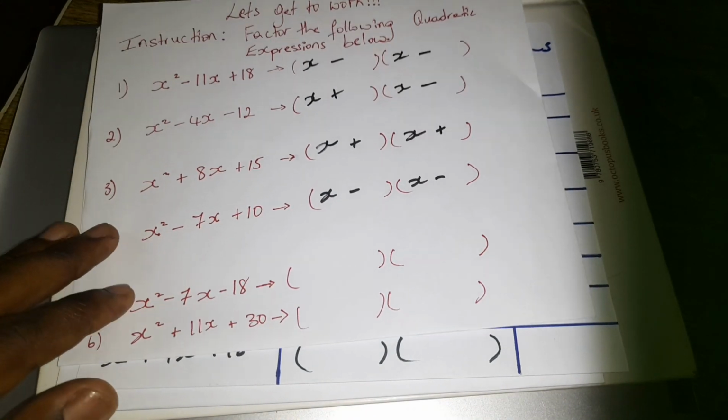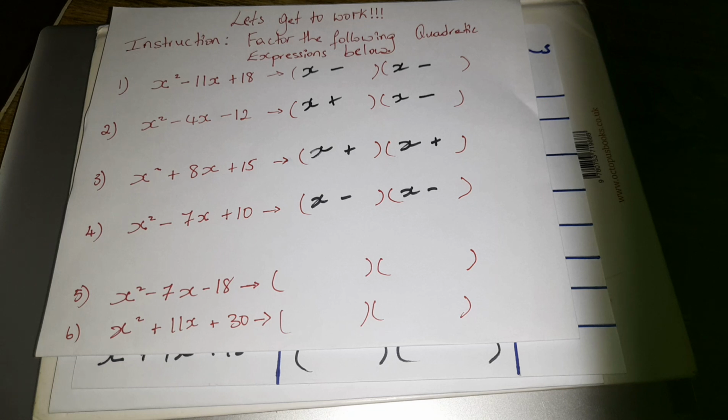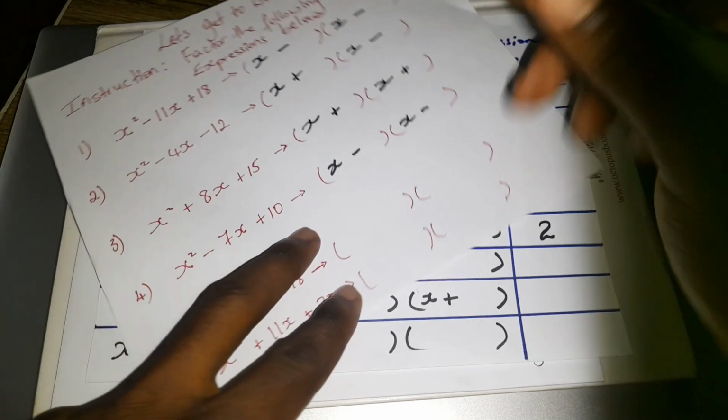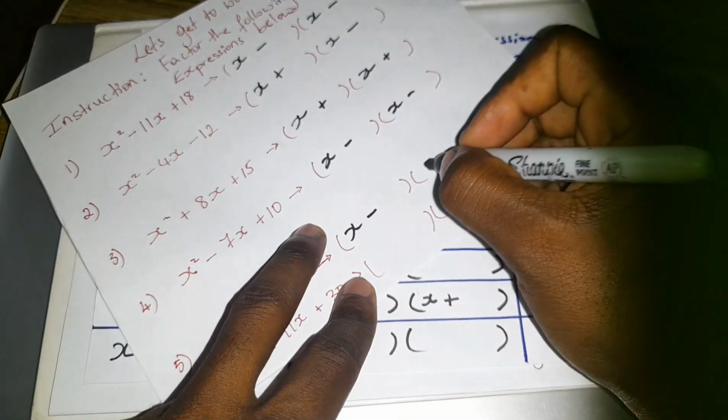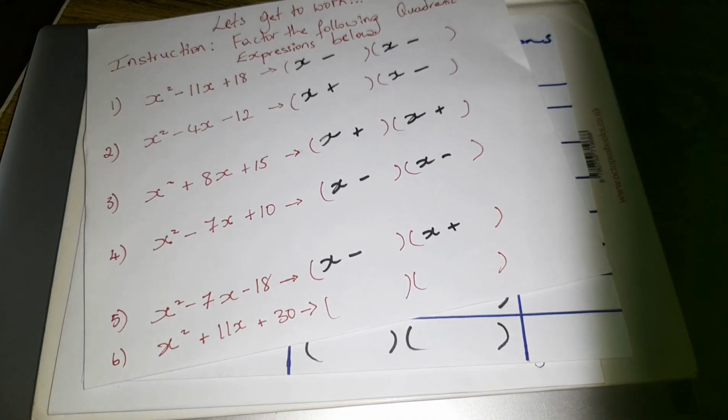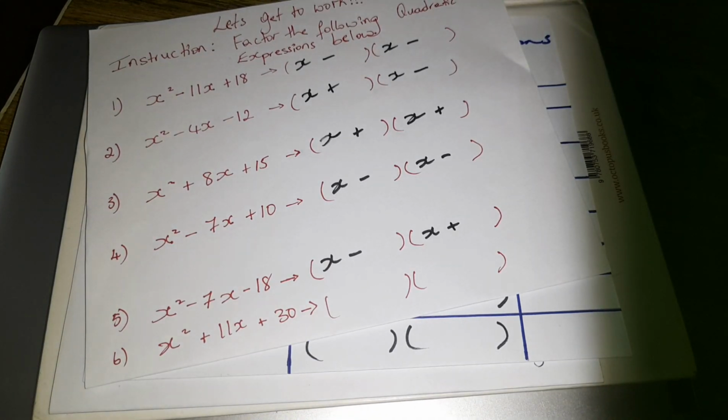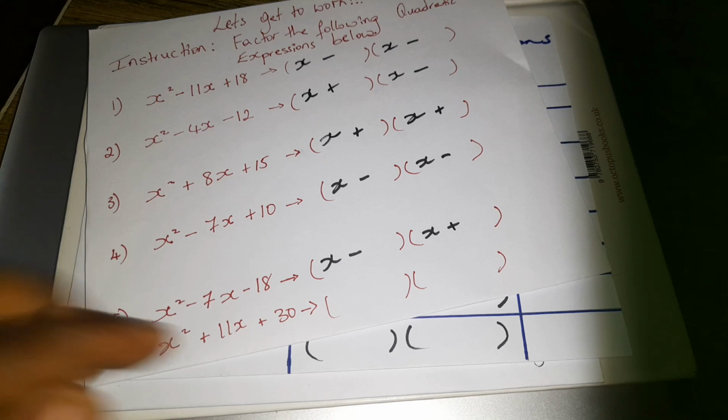So we're halfway through already. Question 5. B is negative, C is negative. That's a level 3 question. That means we must have a negative and a positive. Question 6. Positive B, positive C. That's a level 1 question.